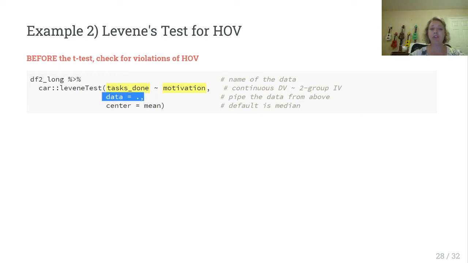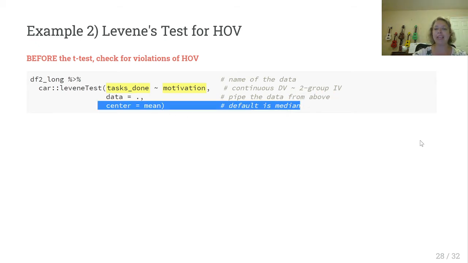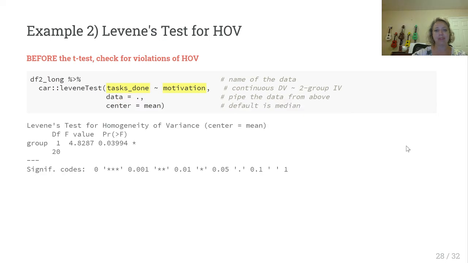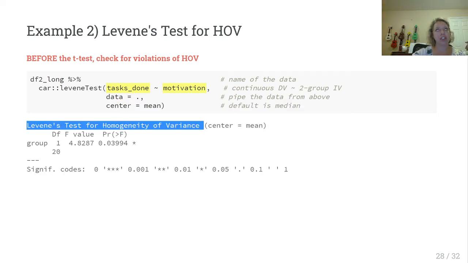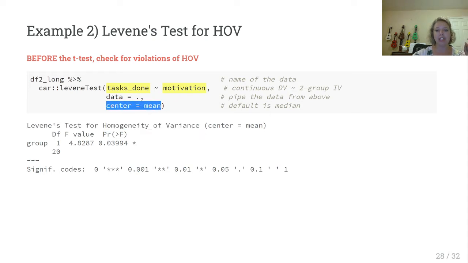Data equals dot to flow from above, and better change our option so it's mean instead of median. Here we go. We get Levene's test for homogeneity of variance. Yeah, we changed the center to mean. That's important. If you misspell center equals mean, it will say center equals median. It will not give you an error message.